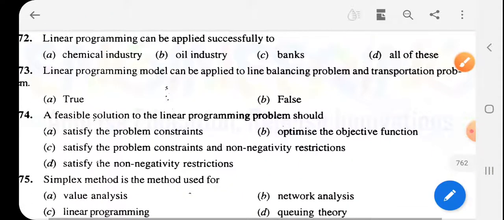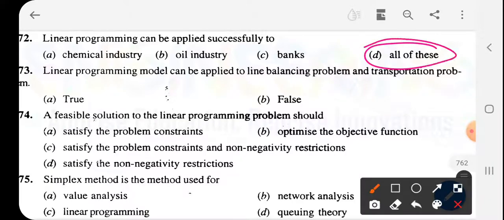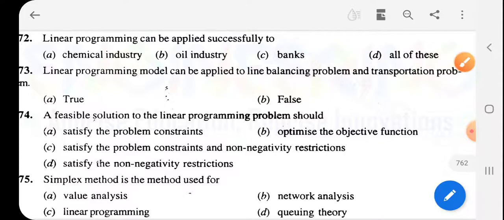Linear programming can be applied successfully to all of the above: chemical industry, oil industry and banks. Here it will be applied everywhere, because linear means which process we have to follow, how we have to do this sequencing. All this will be there in linear programming.